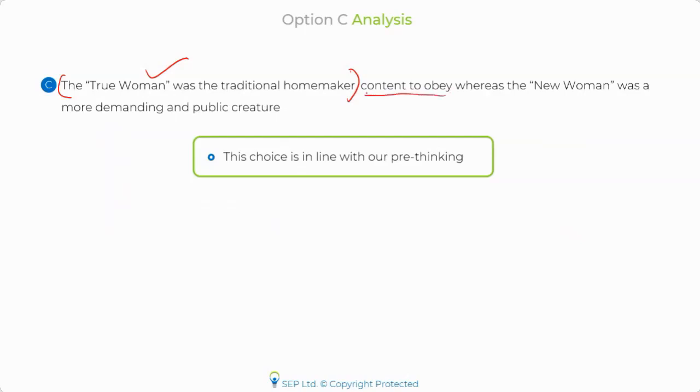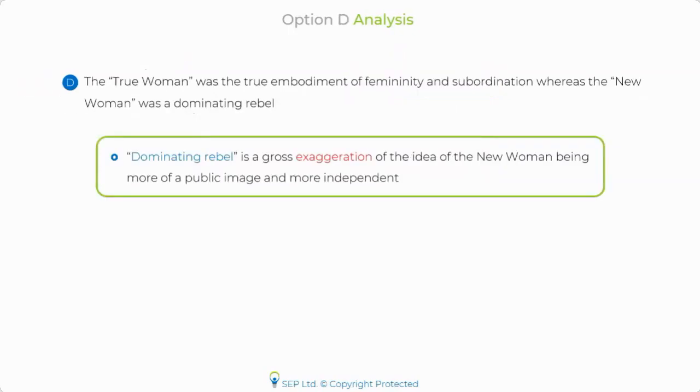Now this part I can put under a question mark if I don't know the meaning of submissiveness, but if I do, I can let this be. Whereas, okay, the new woman was a more demanding in public feature. From the first paragraph, I do have she demanded greater independence, so I can definitely say she was more demanding in public feature. So in the exam, I would probably put C on hold if I don't know the meaning of submissiveness, because content to obey, I still would not have context. So I would see if I can rule out the other choices with more clarity. Anyway, C is correct. So we'll see how we can rule out the others.